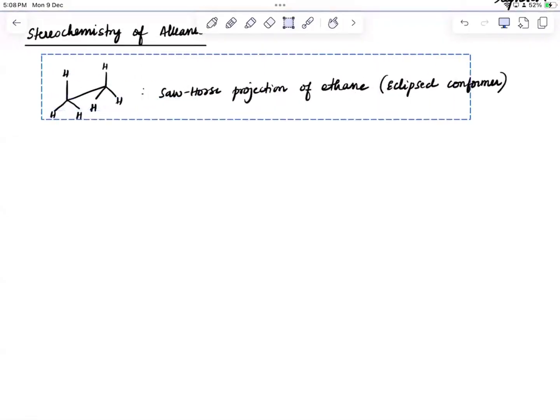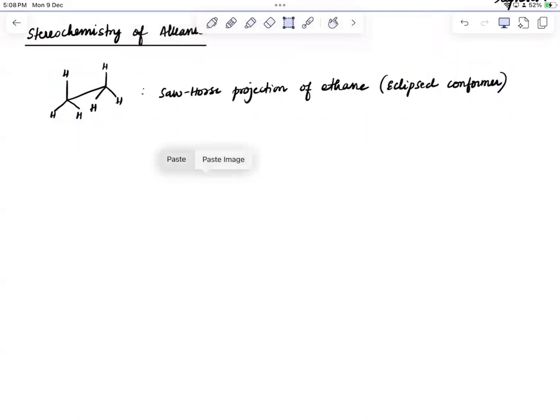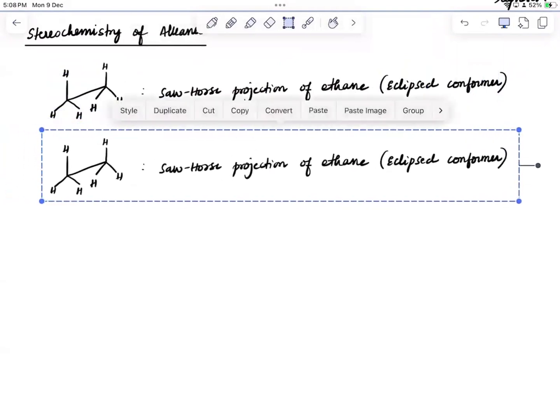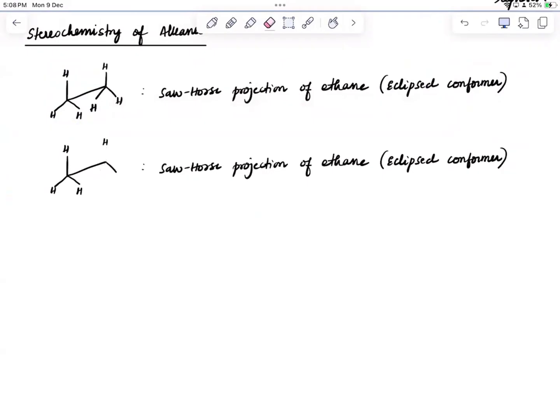The same sawhorse projection I can write down this time, but slightly differently, where the hydrogens' position is changing like this. Got it? So if I put it this way, now we have anti-parallel hydrogens. These two are anti-parallel. These two are anti-parallel. These two are anti-parallel. And there is a center of symmetry in between them. Such types of conformations are called staggered conformations.